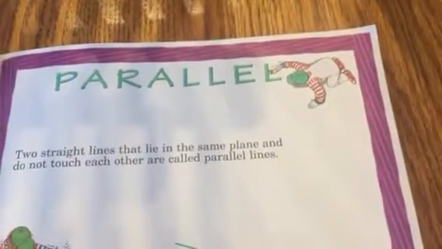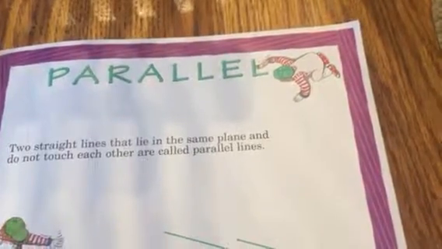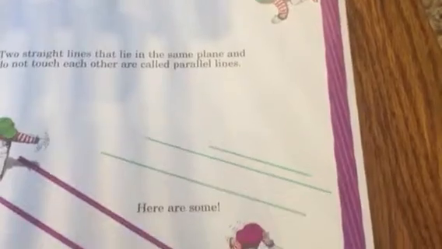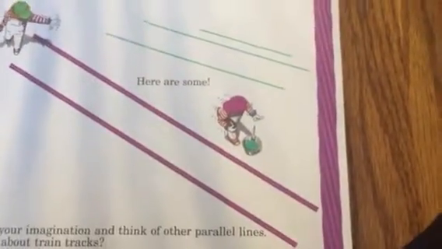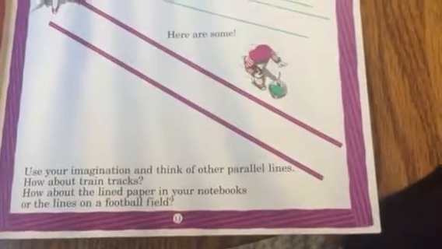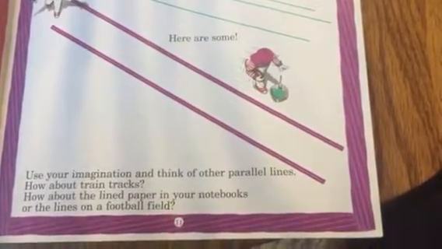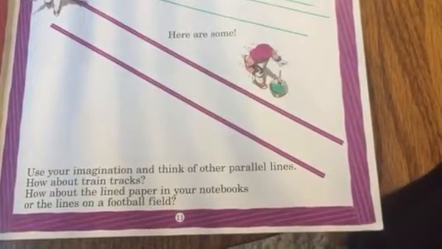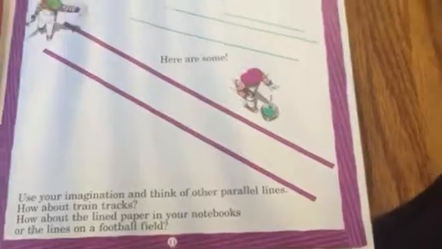Parallel. 2 lines that lie in the same plane and do not touch each other are called parallel lines. Here are some. Use your imagination and think of other parallel lines. How about train tracks? How about the lined paper in your notebooks? Or the lines on a football field?